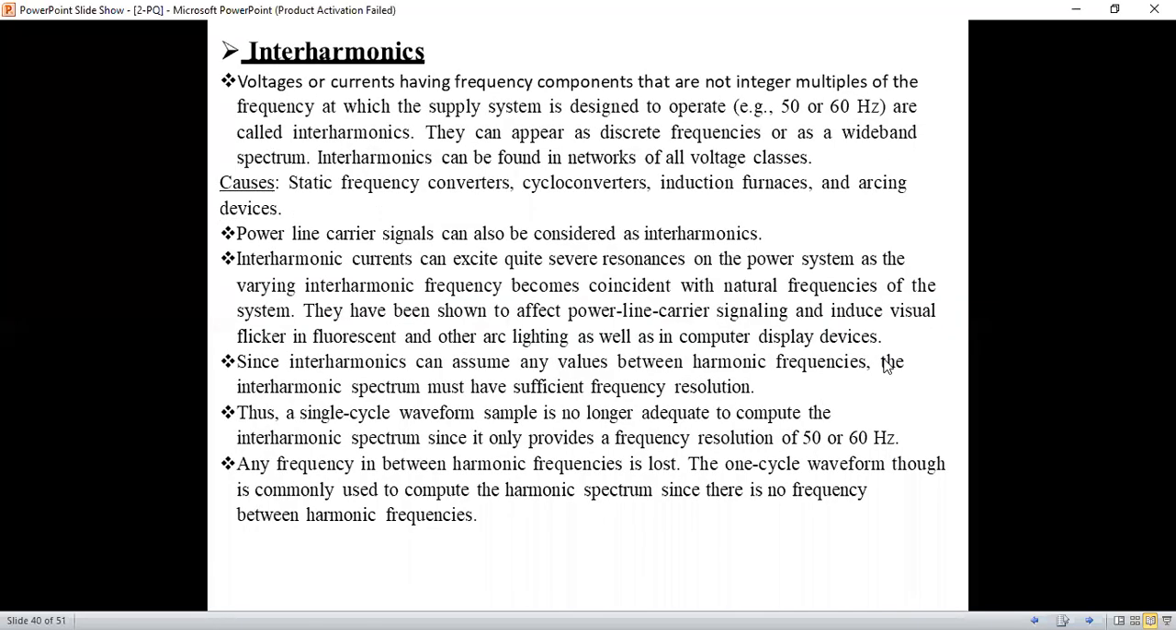Okay. The interharmonics we have discussed are not integer multiples. It is a harmonic only, but it is not an integer multiple of the fundamental frequency, so it operates like a frequency of its own.